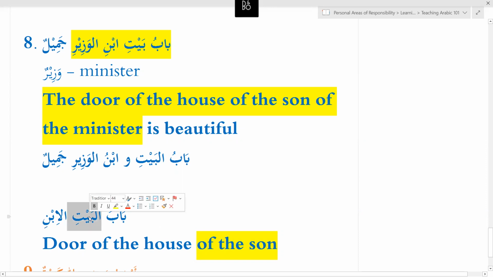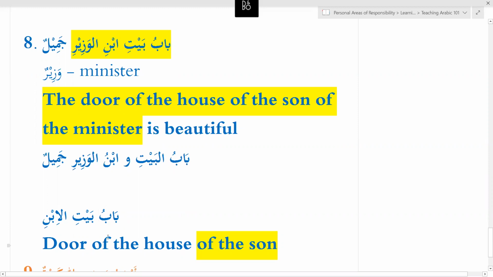But al Baiti, if it is before the of, I need to do something to the al Baiti. It cannot be al Baiti. Al should not be there, so I'll remove the al also. That is how I make it. But Baitu should be there. So there's another of here. So Babu Baiti. House of the son means house will be Baitu.